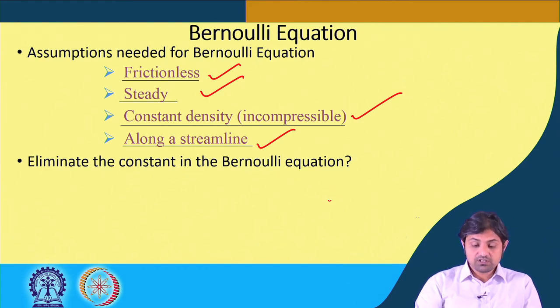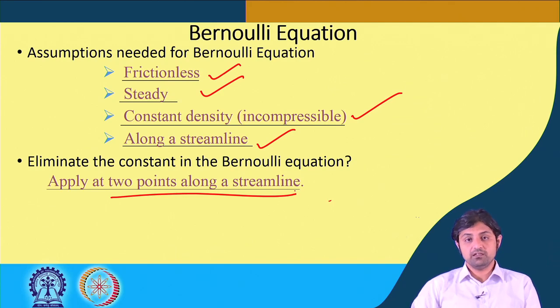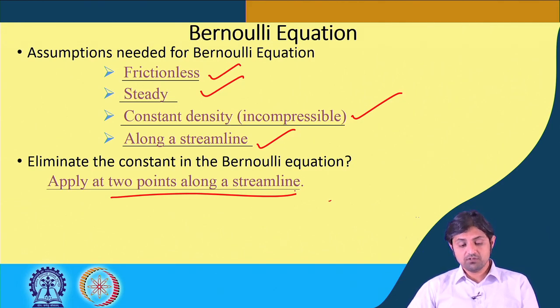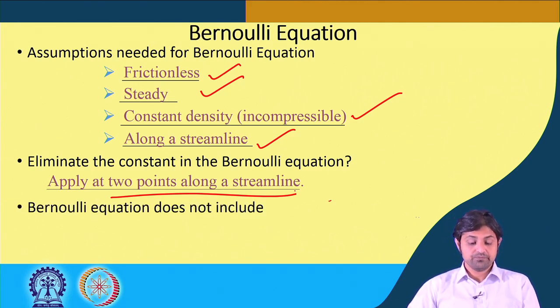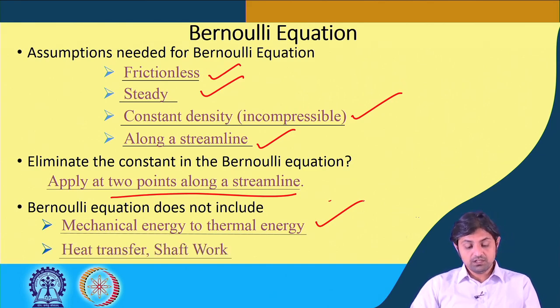Now can we eliminate the constant in Bernoulli's equation? Yes. If we apply Bernoulli's equation at 2 points along a streamline, this is important, so the streamline should be the same, the constant would be the same, and therefore it can be eliminated. Bernoulli's equation does not include mechanical energy to thermal energy conversion, heat transfer or shaft work. Okay, so this is some general information about Bernoulli's equation that you might be aware of from before.